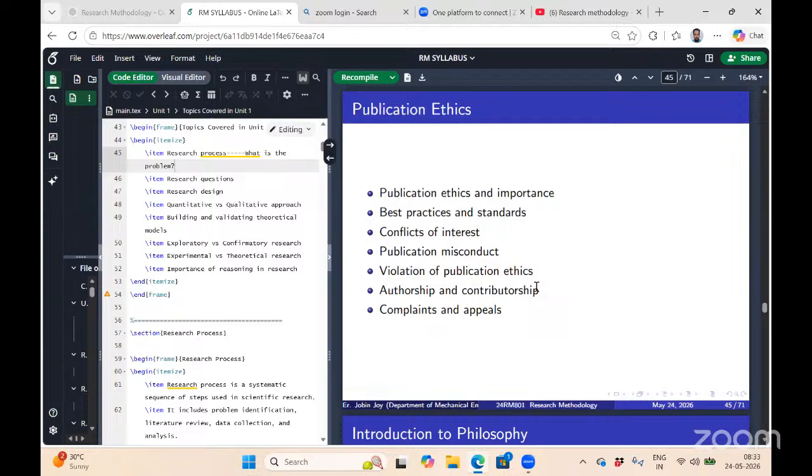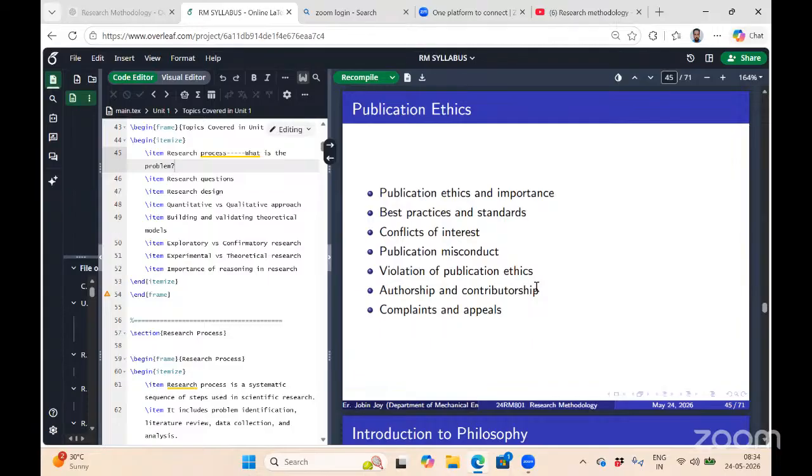What do you mean by conflicts of interest? A conflict of interest occurs when personal or financial interest influences the research outcome. So researchers must disclose conflicts honestly. If there is a conflict, the researchers must disclose the conflict honestly. Hidden conflicts reduce the research credibility.